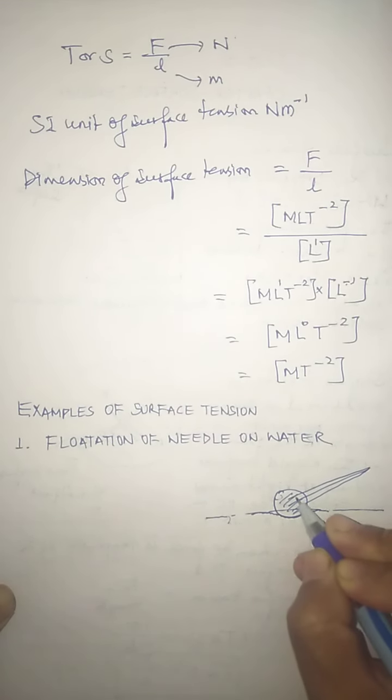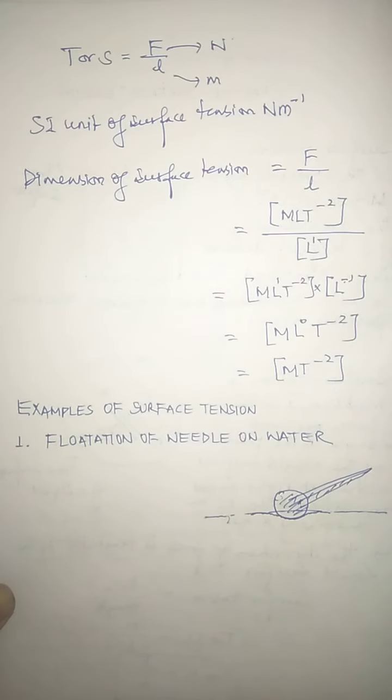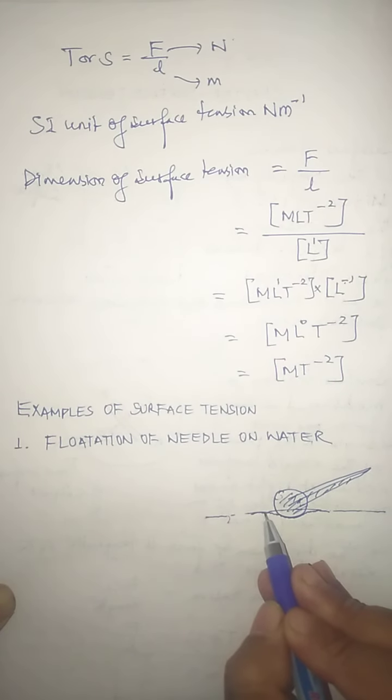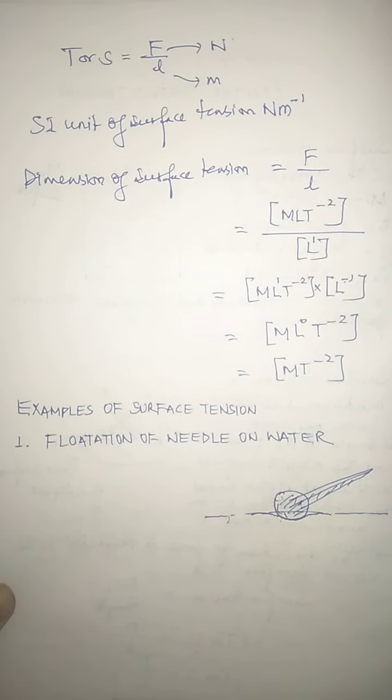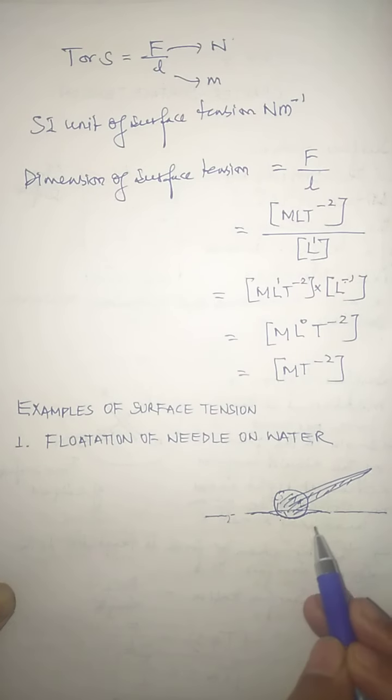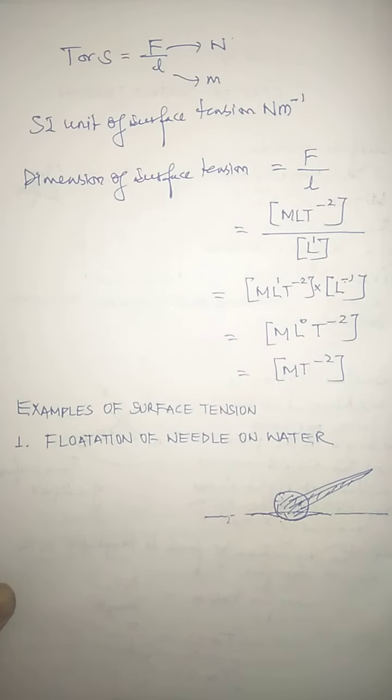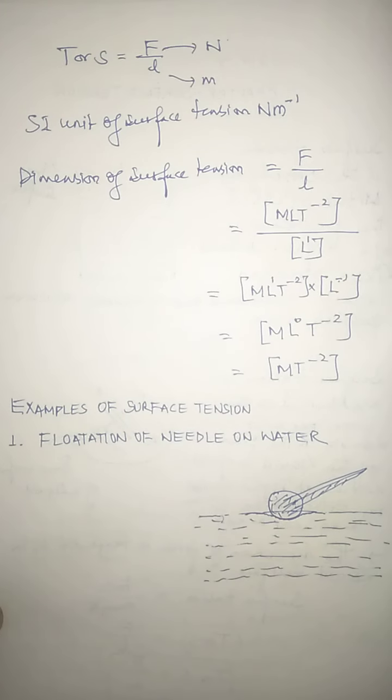So I am keeping the needle this way. This is a needle placed on the water surface, but the surface in contact with the needle has a depression. This means that the water surface behaves like a stretched elastic membrane, and that is due to surface tension.